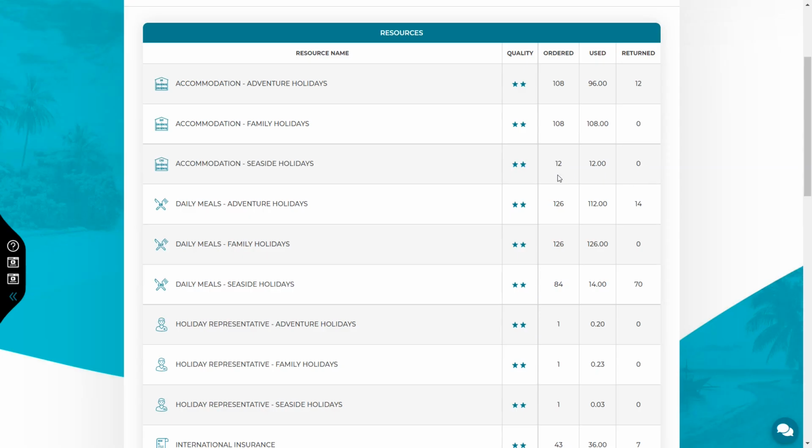The third resource is accommodation for seaside holidays. Remember that for this trip, we buy 6 nights per 1 customer. For 12 customers, we should have bought 72 nights, but only 12 were bought. This amount was enough to serve only 2 customers. Each of them used 6 pieces, and there was no more left to serve more. It was this resource that blocked the possibility of serving more customers, as we had no resource left.